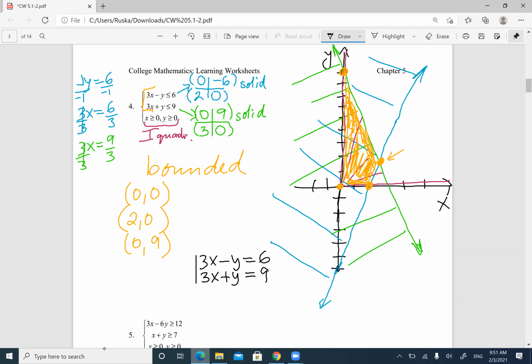And this is already ready to add. So when I add the 2 equations, see the y cancel. So I'm going to have 6x equals, what is that, 15? 15. And then divide by 6. That is going to give me x is, what do you get, 2.5?